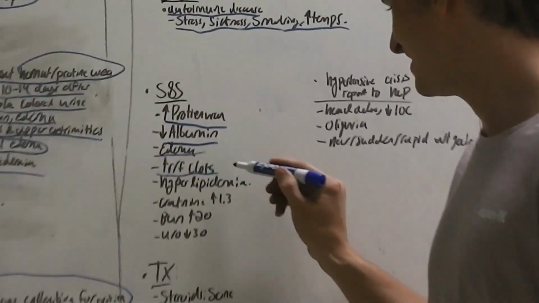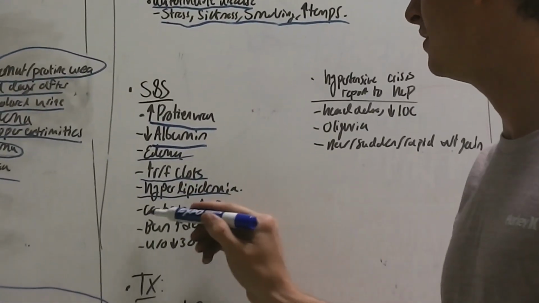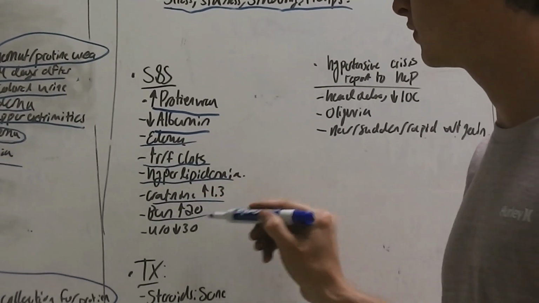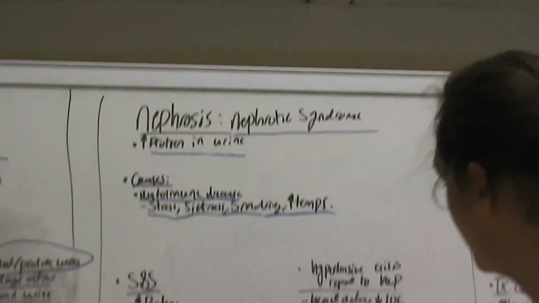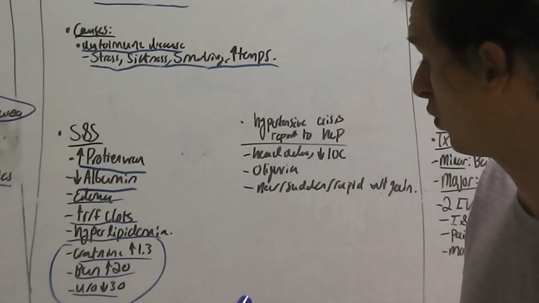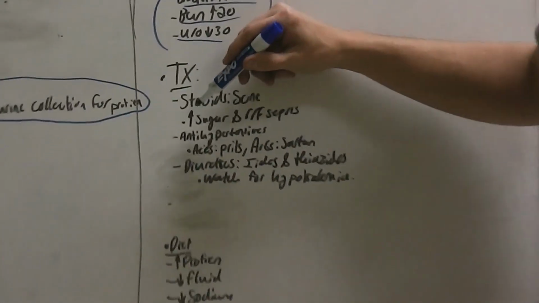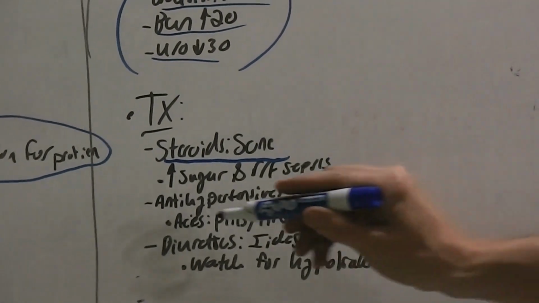Increased risk for clots. We're going to have hyperlipidemia, creatinine over 1.3, BUN over 20, and urine output under 30, which all indicates kidney damage. Also, for treatment, we're going to give steroids that end in zone, like prednisone.